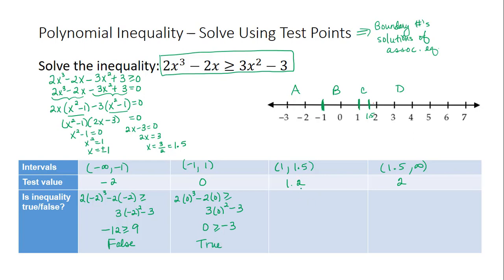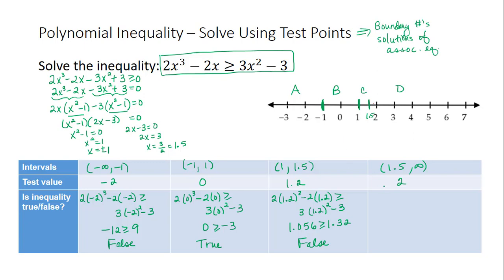In the third interval, we plug in 1.2, so we have 2 times 1.2 cubed minus 2 times 1.2. Is that greater than or equal to 3 times 1.2 squared minus 3? So you have to get your calculator out to help with this. We would get 1.056 on the left. Is that greater than or equal to 1.32? And that is a false statement.